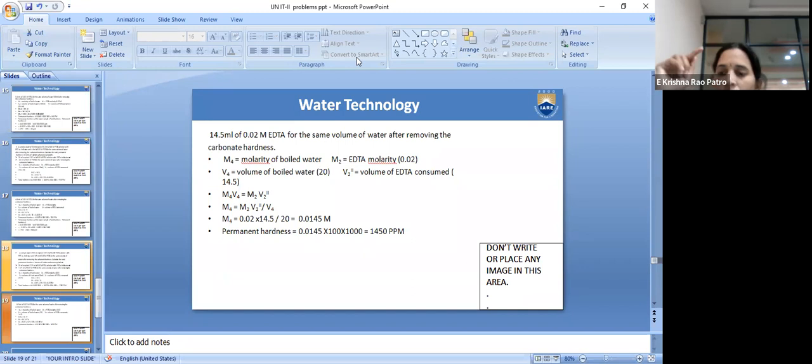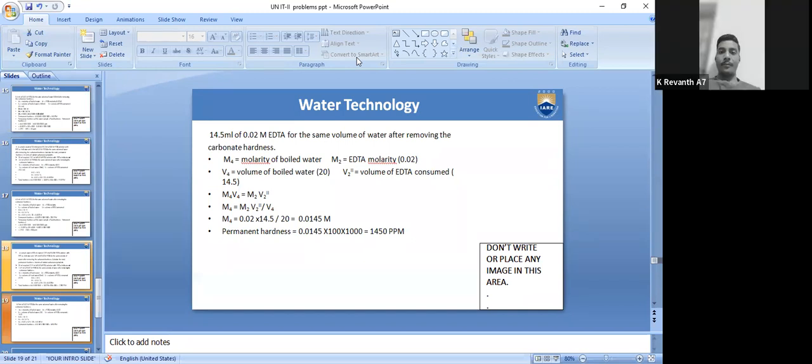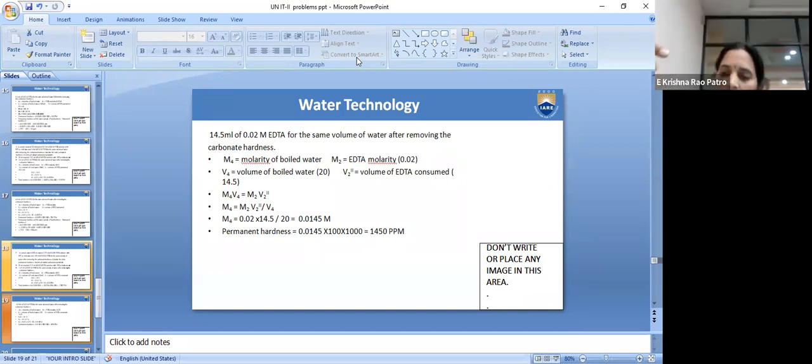So 2 by 100 into 1000 by 100. Or, for example, we take 500 ml, or we are taking for 1000 ml. So the volume in ml changes. In the problem, if they give 100 ml, you take 100. If they give 500 ml, you write 500. If they give 1000 ml, you write 1000. You will find out M1.